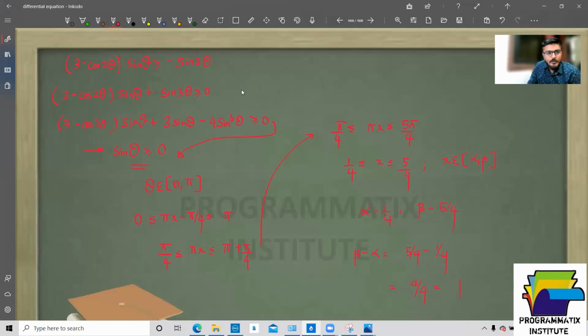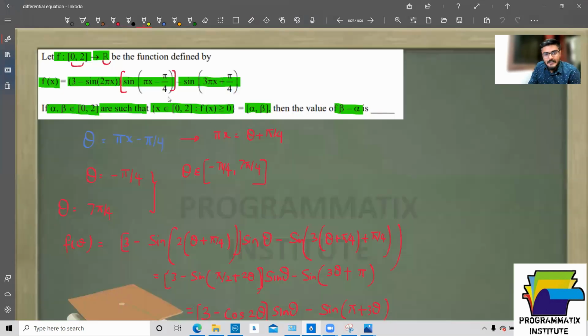The only important step you need to be careful about is this particular one. From here, you need to get this. How will you do it? By solving the trigonometric equation. That is very important. Overall, the question was very simple. You just need to understand how to use f of x greater than or equal to 0, which is a very interesting point. What to consider as theta is very important. How to use the domain 0, 2 is also a very interesting thing here.